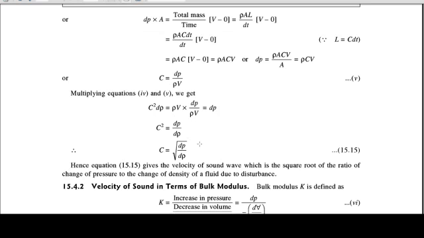Okay, so this equation gives the velocity of the sound, which is the square root of the ratio of change in the pressure to the change in the density of the fluid due to the disturbance. So velocity of the sound is equal to the square root of the ratio of change in the pressure upon change in the density.